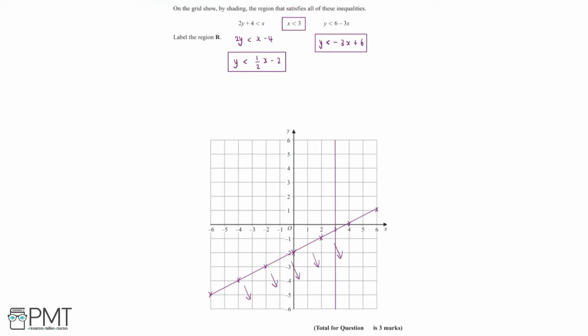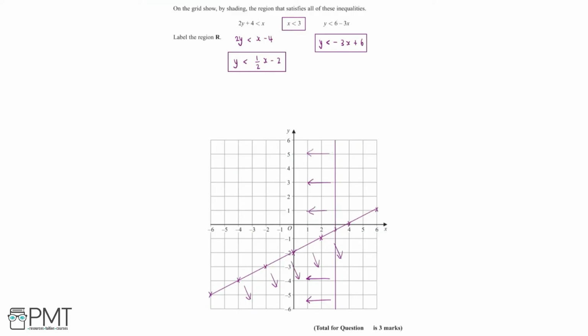Now we need to find the region for which x is less than 3. And so x is less than 3 when x is equal to 2, 1, 0, minus 1, minus 2, and so on. And so you can see that the region where x is less than 3 would be the region to the left of the line. And again, we can draw arrows in order to show this.